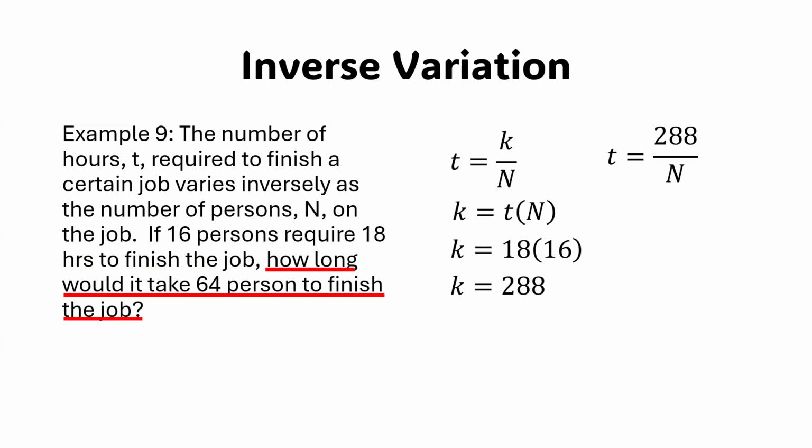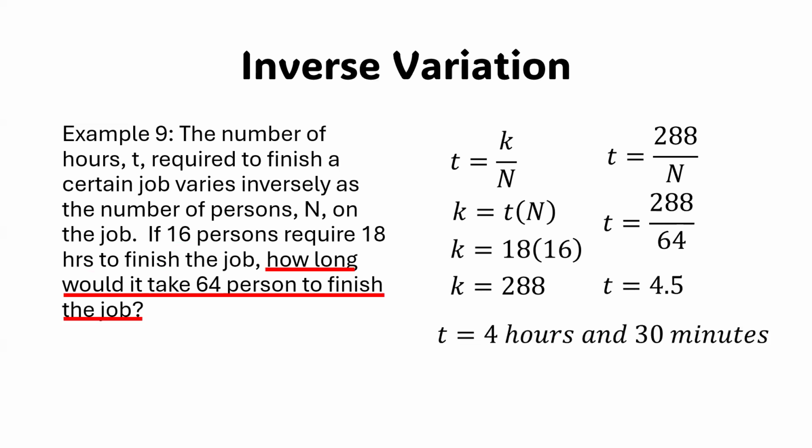How long would it take 64 person to finish the job? So, gaano daw katagal? So, yung N natin dito will serve as 64. So, 288 divide mo by 64. Therefore, we have 4.5. Or should we say 4 hours and 30 minutes. So, ibig sabihin, ganyan lang pala kabilis ng trabaho. Kung meron tayong 64 person na gagawa ng trabaho, 4 na oras lang pala at 30 minuto lang ang itatagal ng isang trabaho.